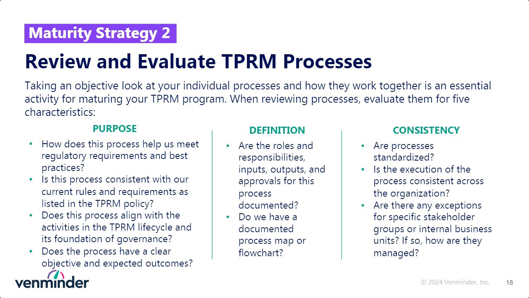When we're looking at our processes, we want to evaluate them for 5 characteristics. So the first one is the purpose. Why are we doing this process? What requirements is it helping us meet? Does it align to our policy? Is it in alignment with the third-party risk management lifecycle? So it's a step in onboarding, for example. And does it have clear and expected outcomes? We also want to make sure that the process is well-defined. We understand the roles and responsibilities, the inputs and outputs, and any approvals for that process, and that we have a documented process map or flowchart.